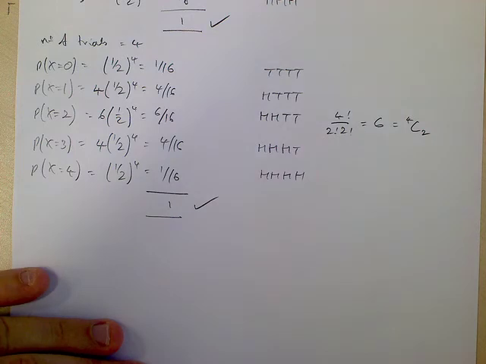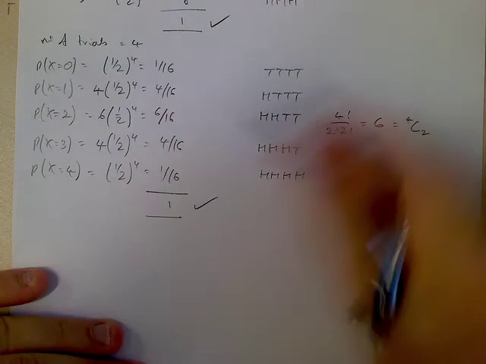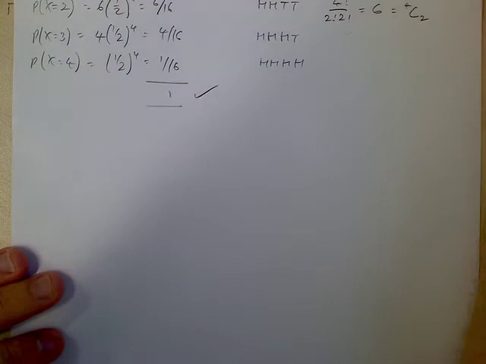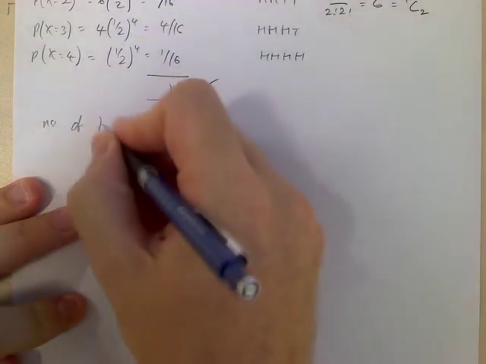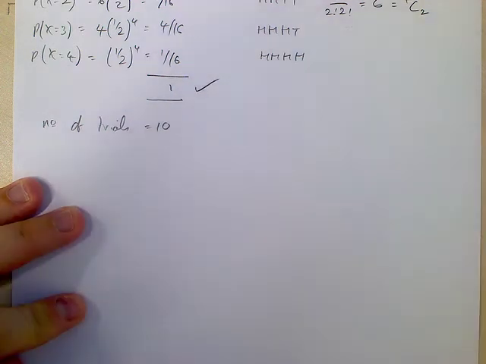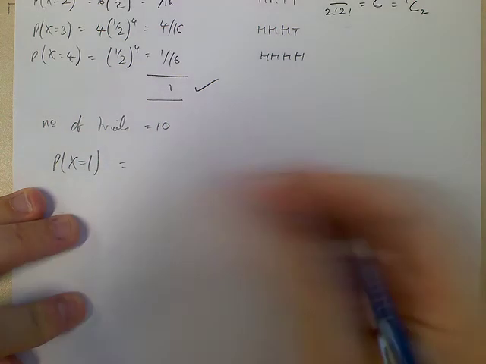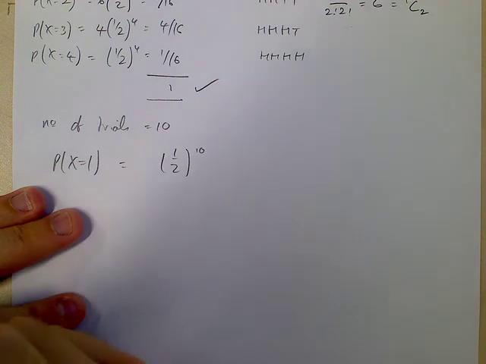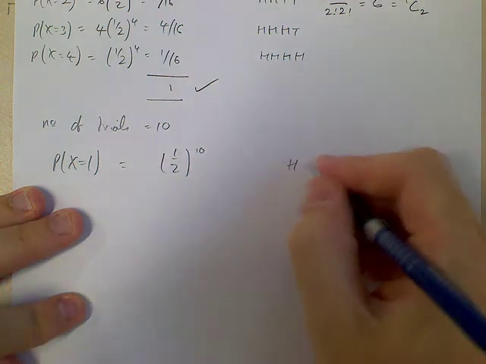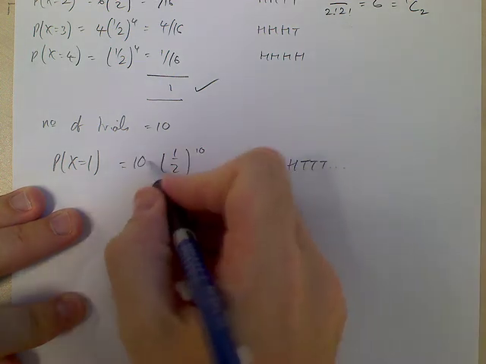So I've got the probabilities for 4 trials. And if I understand the way this works, I can now go on and answer it for any question. So for the last part of the flipping coins experiment, if I say number of trials is now 10, probability of x being 1, well, I know that if I've got 10 trials, I'm going to have a half to the power of 10. To get 1, I want 1 head and then the rest of them to be tails. I know there are going to be 10 ways of doing this.